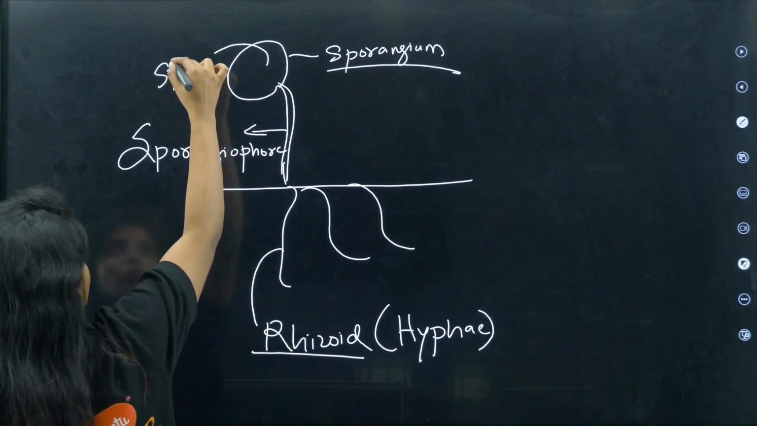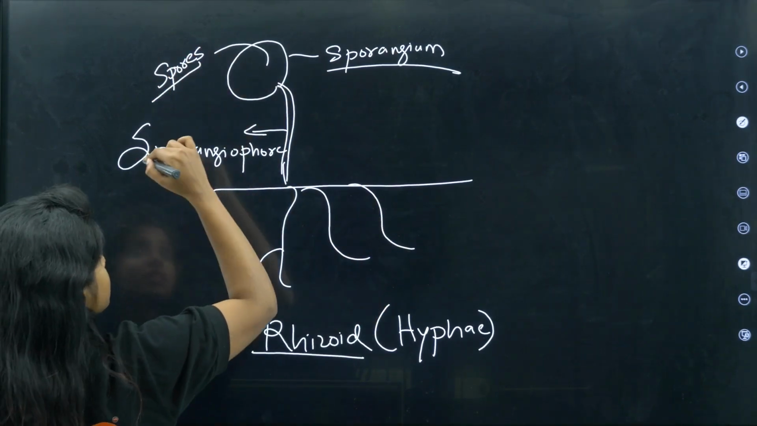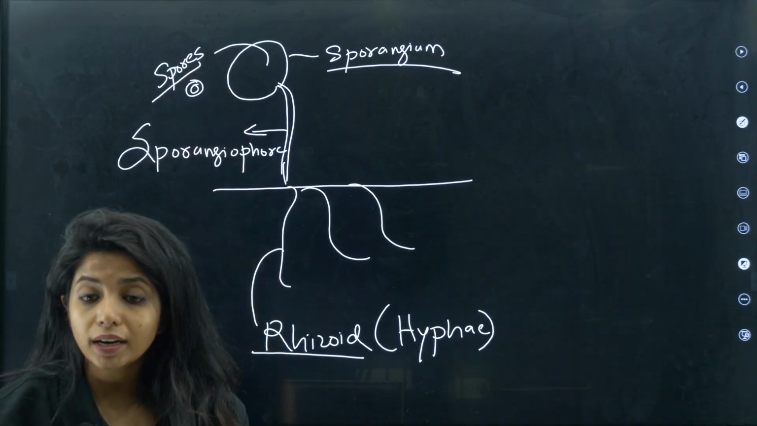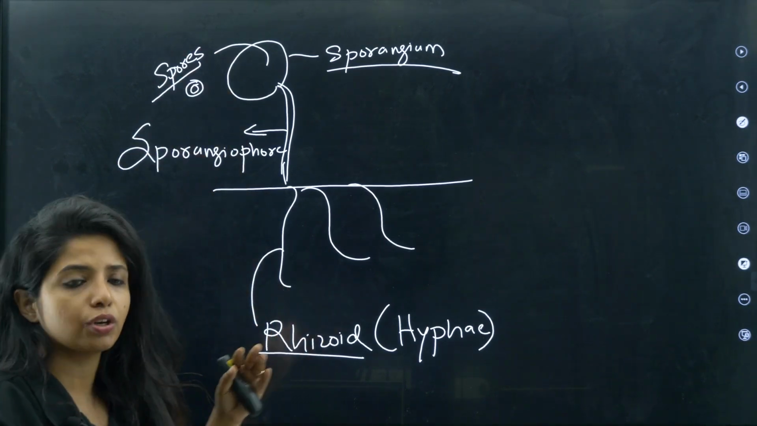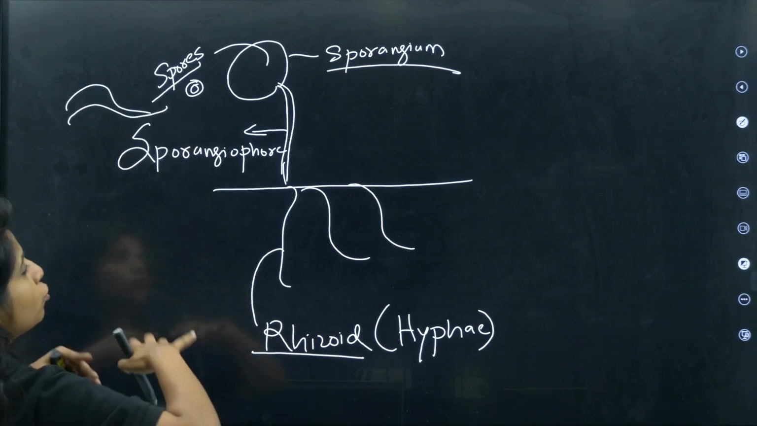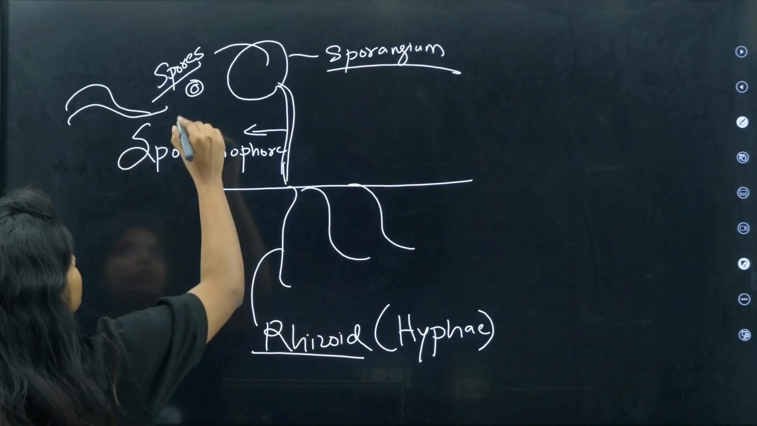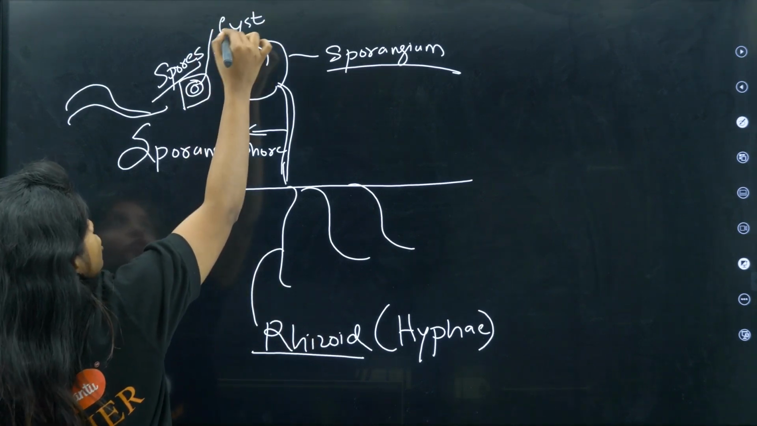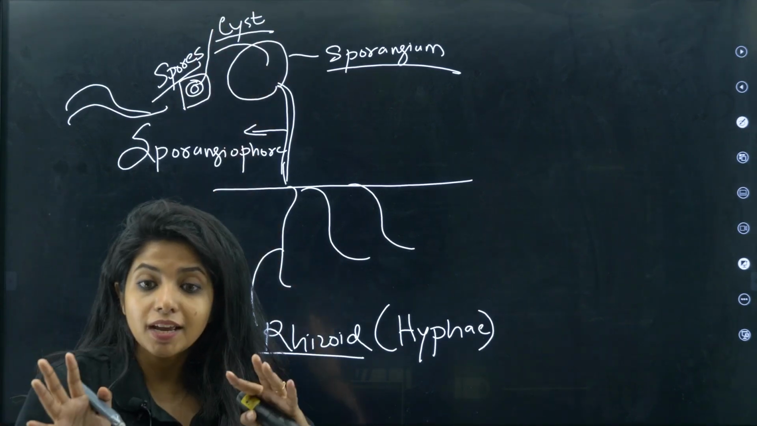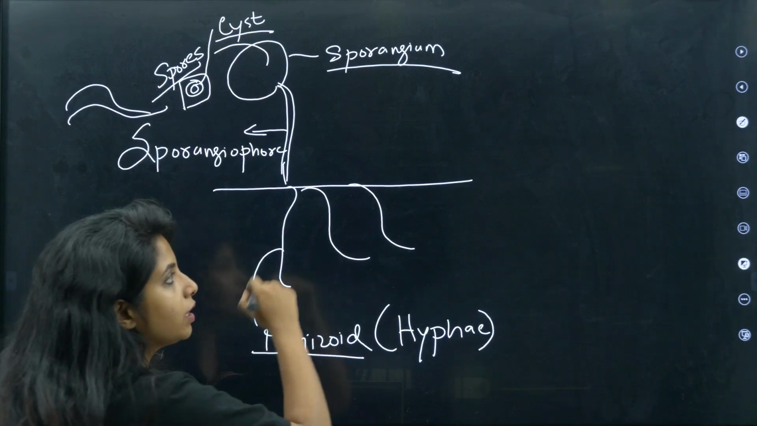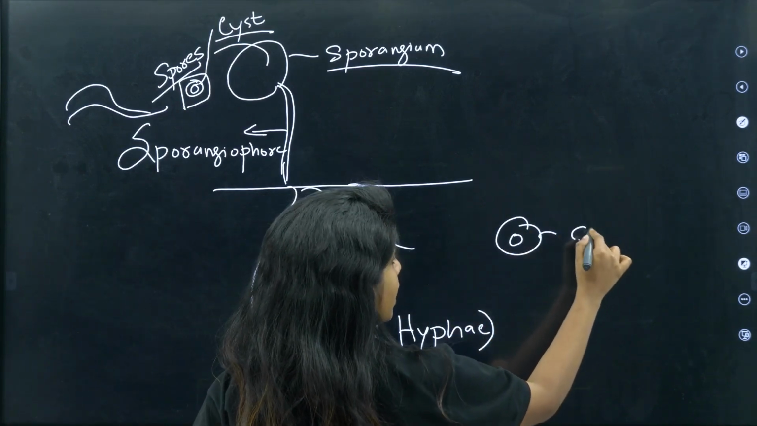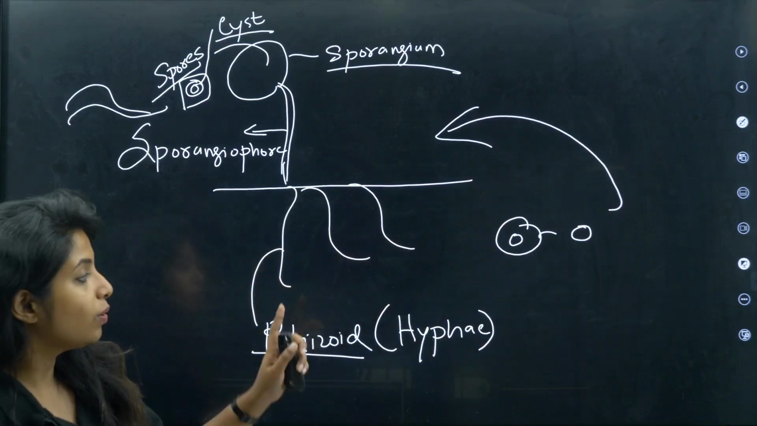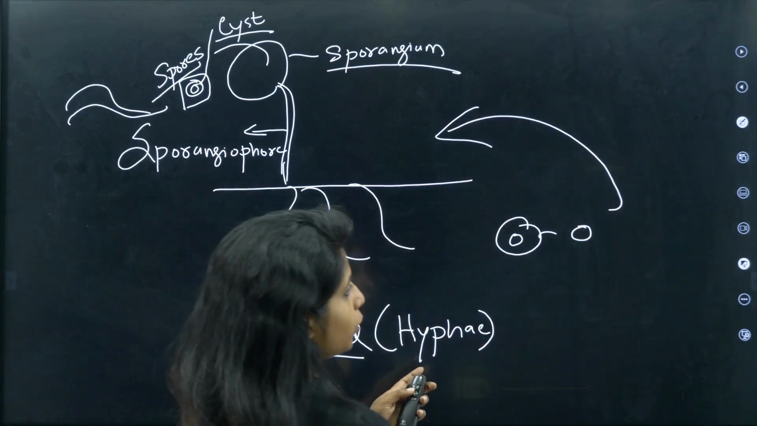You have spores, which have a cyst around them. So if this is a spore, it will have a cyst around it which will let it survive during unfavorable conditions. Now you think wind has come or a tsunami has come, whatever has come, this particular spore will be able to survive because of this particular cyst. Okay, now when favorable conditions arise, it will come out of the cyst and then form a whole new organism like this. Okay, you have to remember the labelings, very, very important.